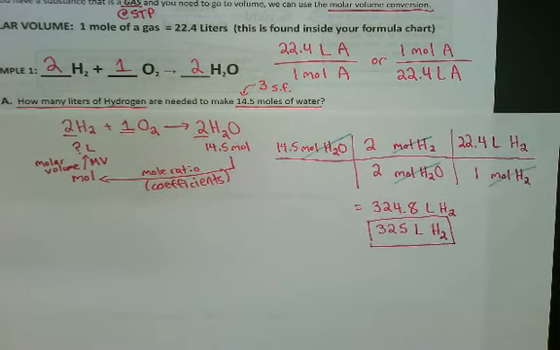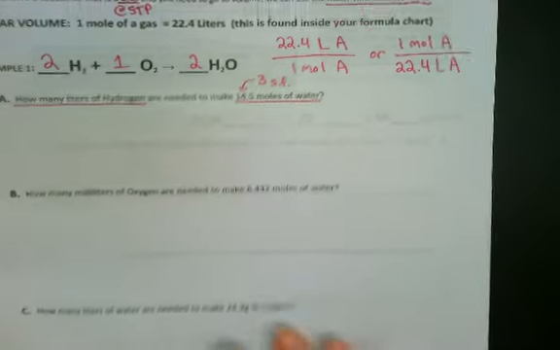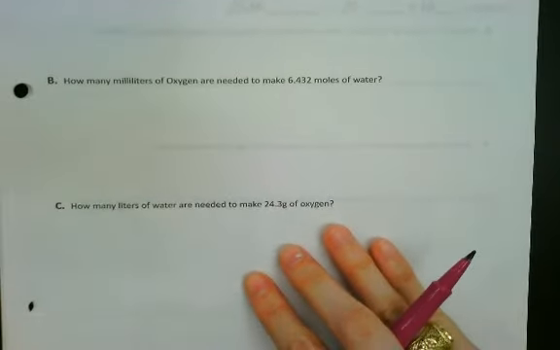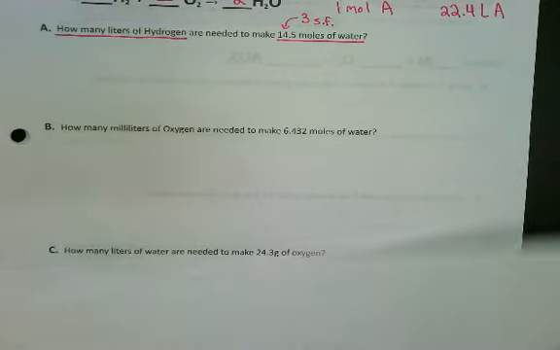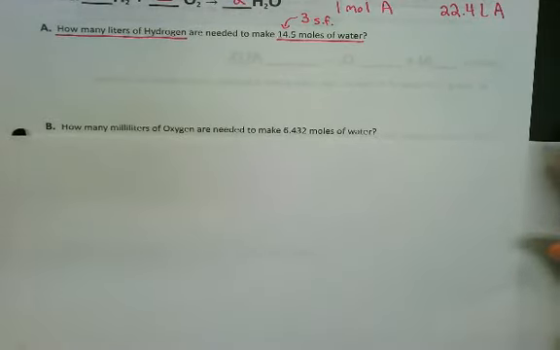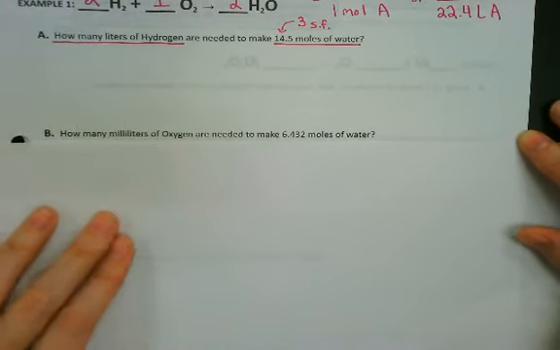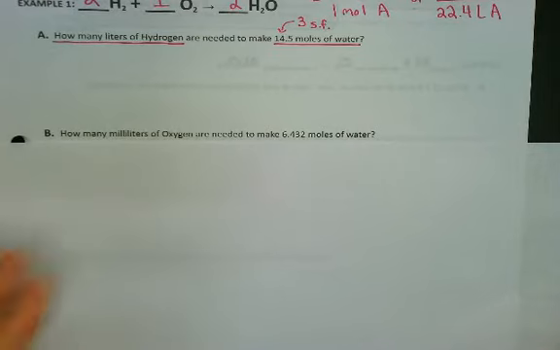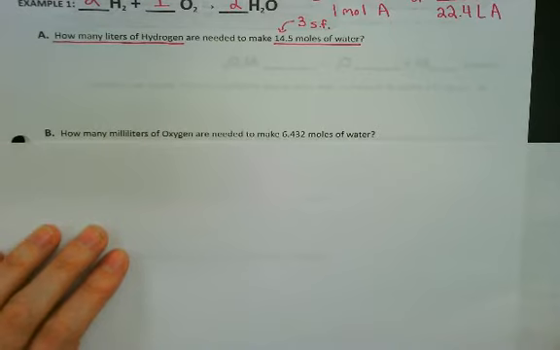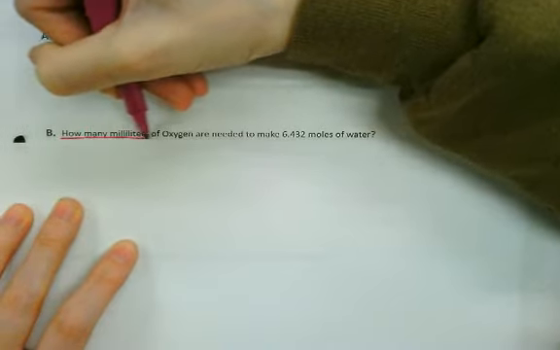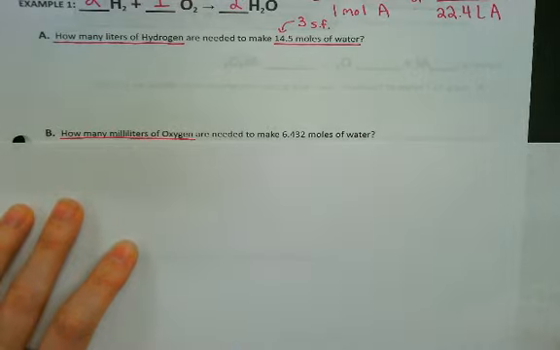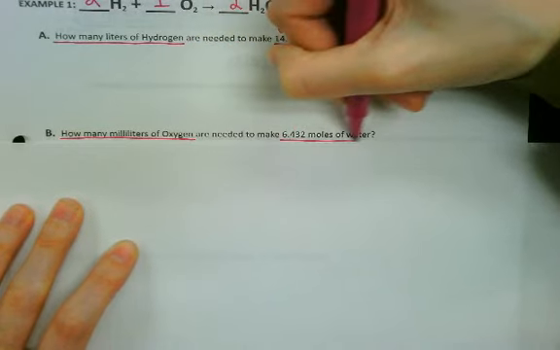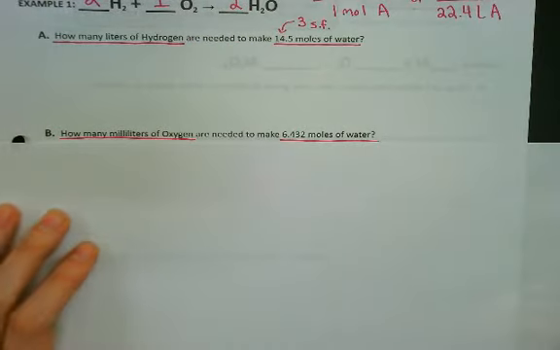Okay? So we're going to do another example. We're going to do part B down here. So I'm going to go ahead and, again, get myself some extra paper so I can show y'all that map as we go through this problem. Our question here is how many milliliters of oxygen are needed to make 6.432 moles of water. So again, I'm going to underline how many milliliters of oxygen, that's how much we are trying to figure out, are needed to make 6.432 moles of water.